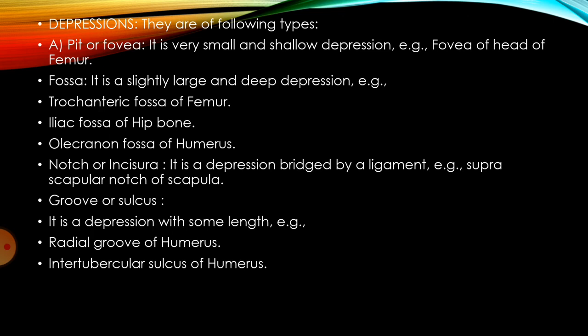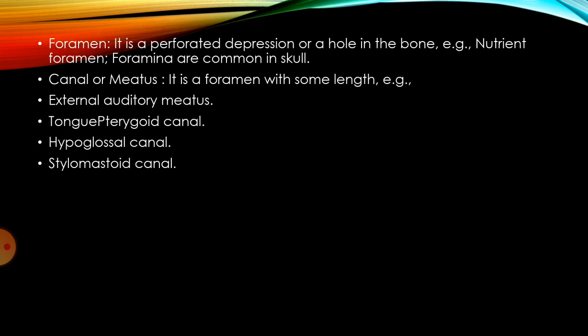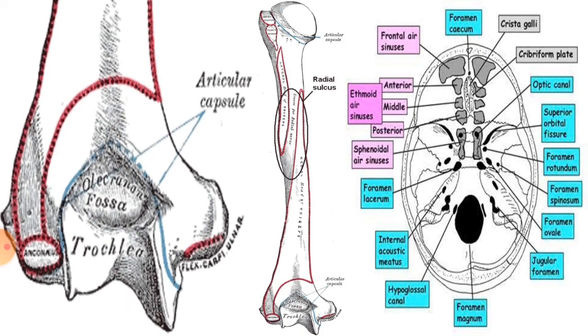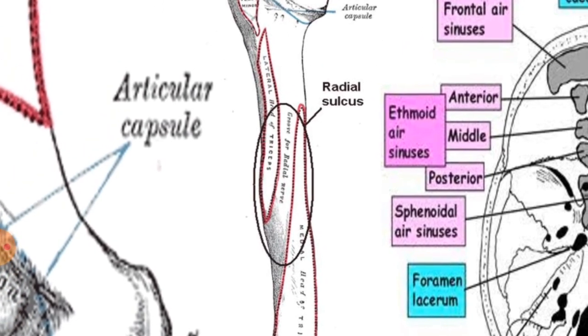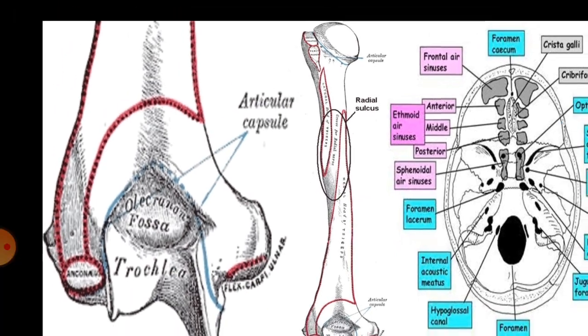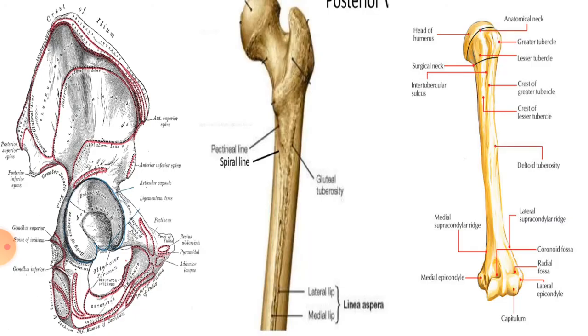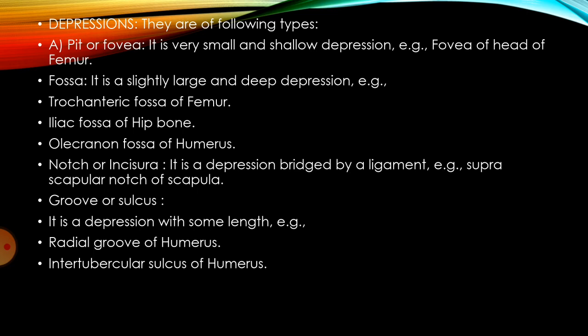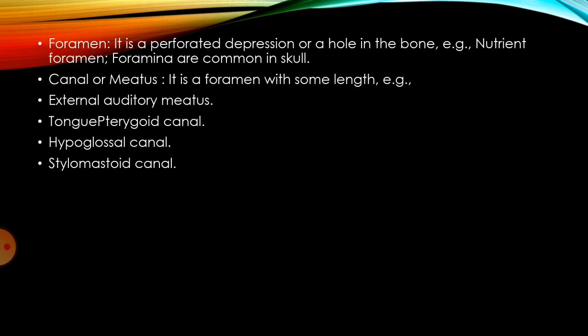Then comes a groove or sulcus. It is a depression with some length, for example the radial groove of the humerus that we saw, and basically the radial nerve runs there. This is the groove for the radial nerve in the humerus. Then the next example was the intertubercular sulcus of the humerus, and that was between the two tuberosities of the humerus.